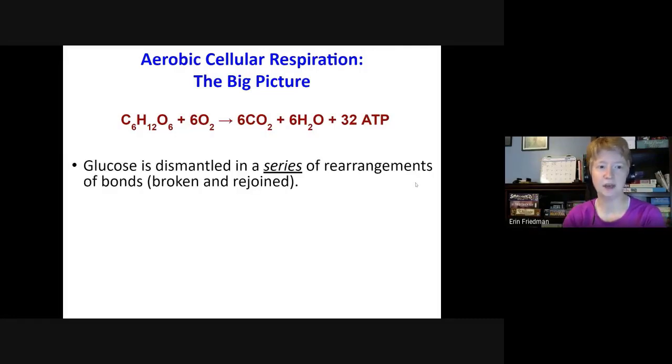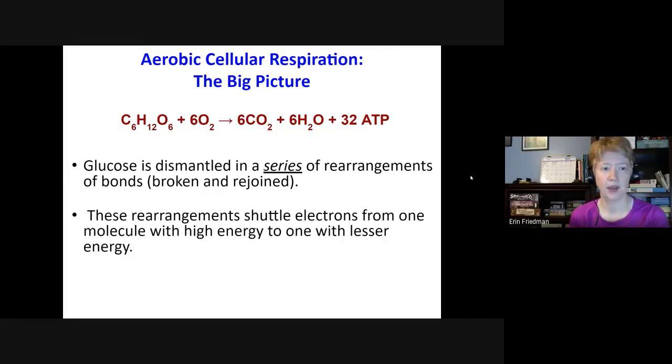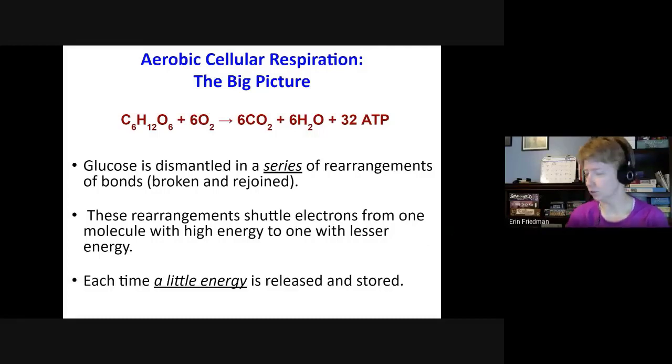This is going to happen in multiple steps. So in each step, a bond's going to get broken, or a bond's going to get rearranged, or a bond's going to get made. And each time we're going to transfer a little bit of energy. How are we going to do that? We're going to move electrons. So we're going to move these electrons from molecules with high energy to ones with less energy. And we're going to do some work in the process. And then each time we do that, we're going to store a little bit of that released energy. So as you can guess, there are lots of steps in this process.